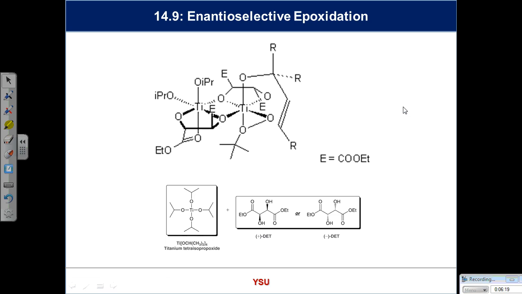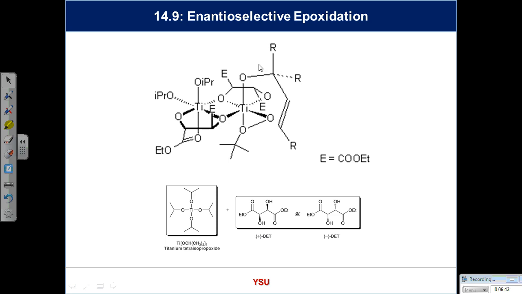Now the mechanism is complicated. You can see here what people think is the actual intermediate species. That's pretty complicated, right? People are still not quite happy with this, but that's where we think we are. The titanium gets hold of two molecules of the DET, and it forms this environment. This environment happens to be chiral. And then at the top, you can see that the allylic alcohol also binds to the titanium. You've seen things like this in freshman chem, where you get complexes and coordination chemistry.